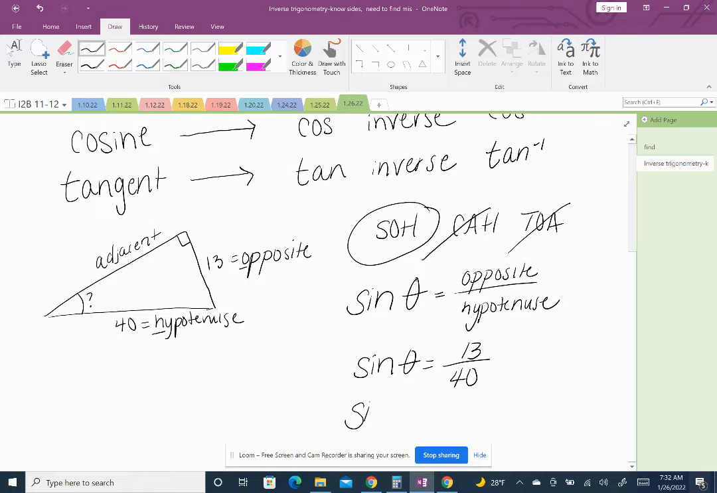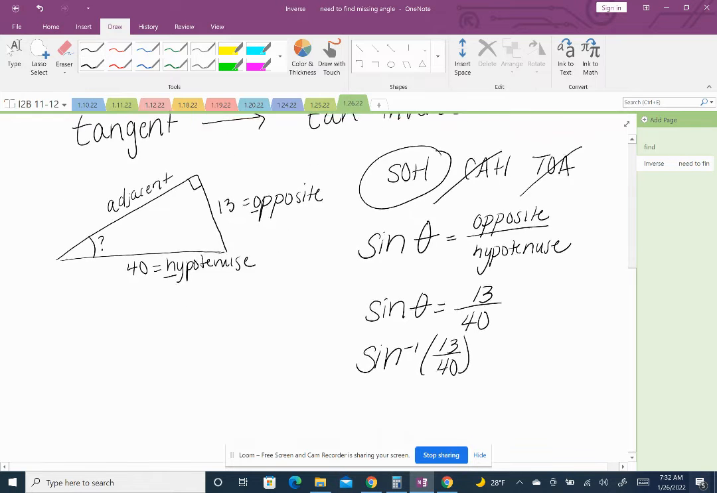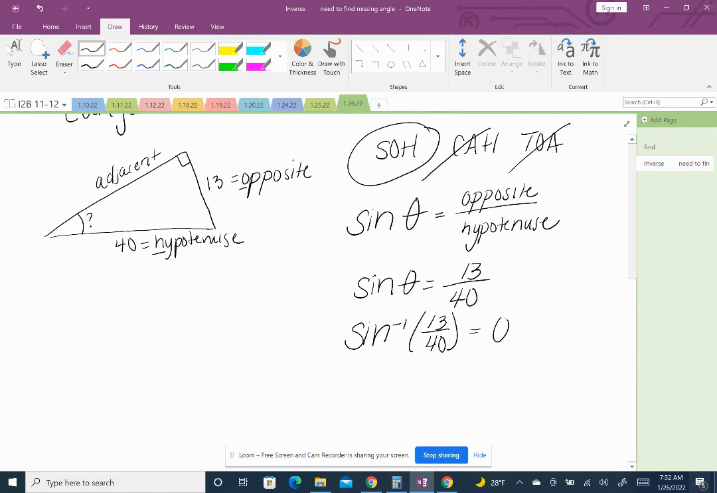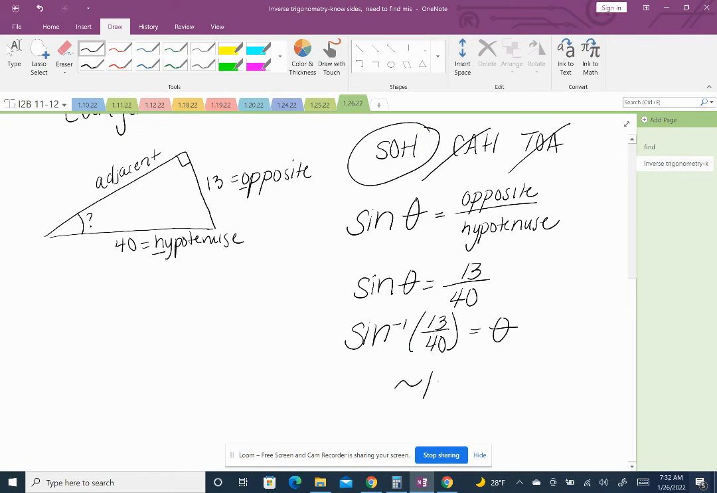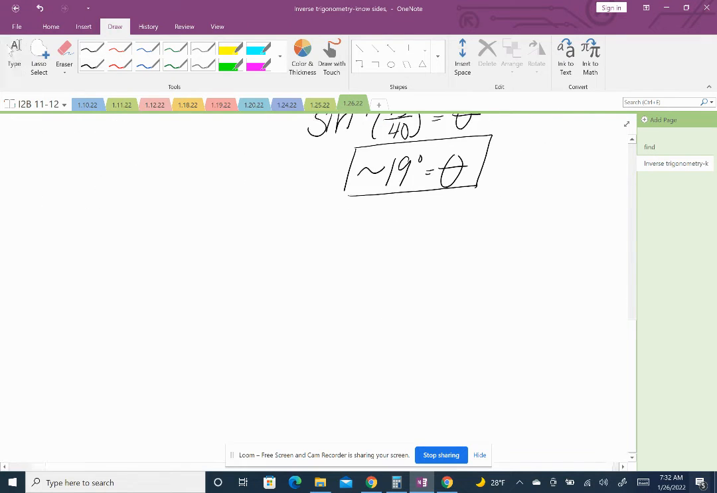So I'm going to take my sine -1 of 13 over 40, and you're going to essentially flip them like any inverse. You're going to flip the two, equals your degrees. And so when I take this value in my calculator, that gives me 18.96. So I'm just going to round that to about 19 degrees is equal to my angle. And that would be your answer. So this is something that you're going to solve using a calculator. I don't expect anyone to be doing this in their head.